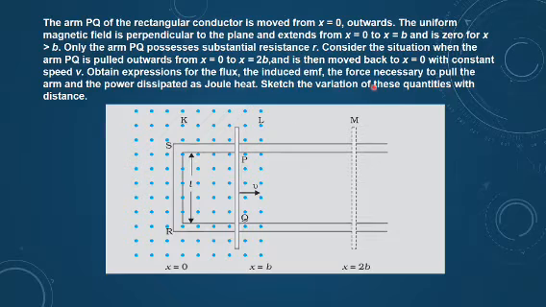Only the arm PQ possesses the resistance small r. Consider the situation when the arm PQ is pulled outward from x equals 0 to x equals 2b. It means from this position on the left hand side to the 2b position on the right hand side, we are moving it with constant speed v. Obtain the expressions for flux, induced EMF, force which is required to pull the arm, and power dissipated as joule heat. You have to sketch the variation of these quantities with distance.